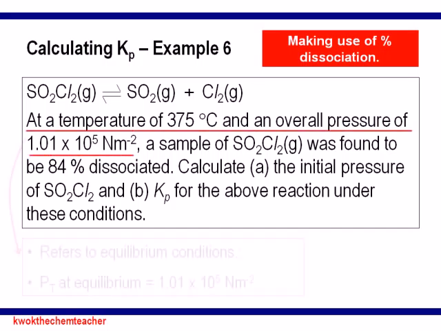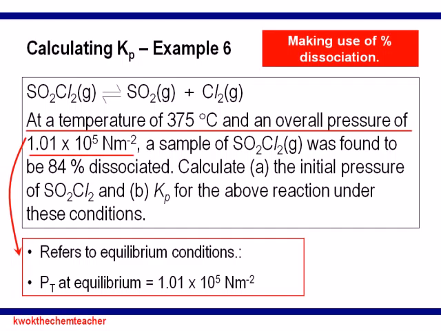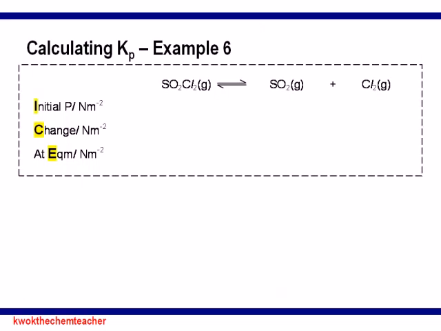Something to take note of is that the underlined phrases refer to equilibrium conditions. And the PT, or the total pressure at equilibrium, is 1.01 times 10 to the power 5 Newton per meter squared. So once again, you see this ICE table. This ICE table looks exactly like the earlier ICE table you have seen in the earlier example.